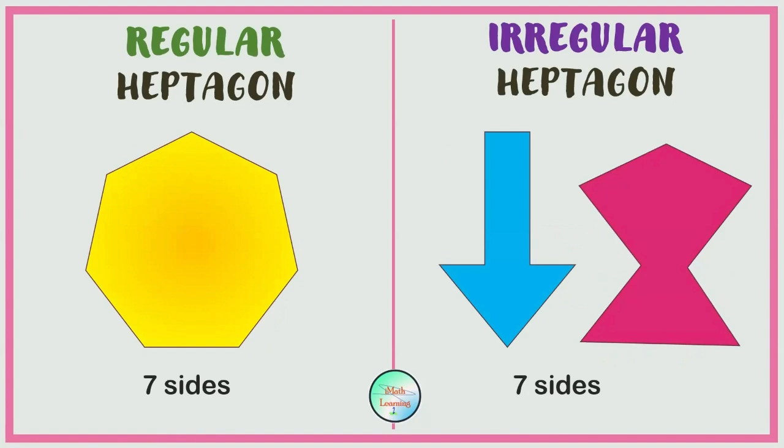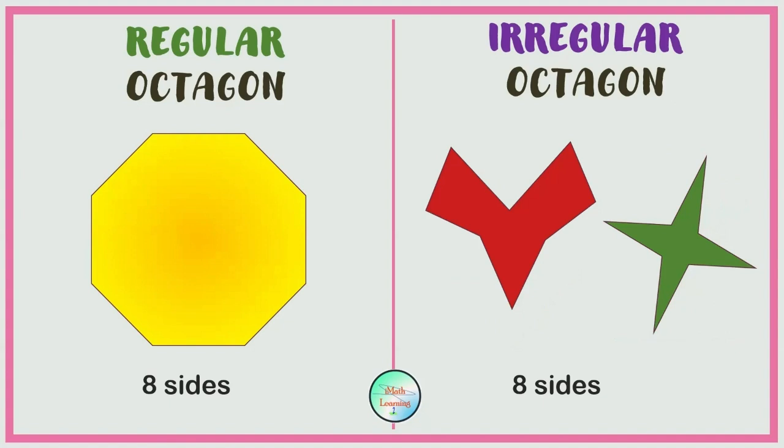Regular and irregular heptagon. A heptagon is a polygon that has 7 sides. On the left side shows the regular heptagon. This kind of arrow on the right side is an irregular heptagon. Regular and irregular octagon. An octagon is a polygon that has 8 sides. On the left side shows the regular octagon. On the right side shows the irregular octagon. We usually encounter the 4-pointed stars. And this is an example of an irregular octagon because it has 8 sides.